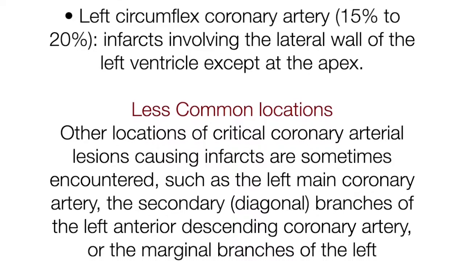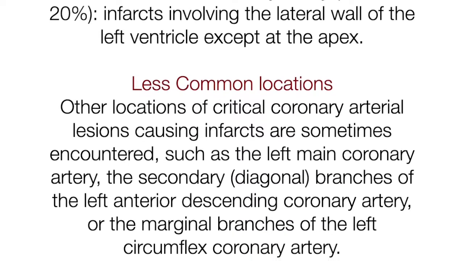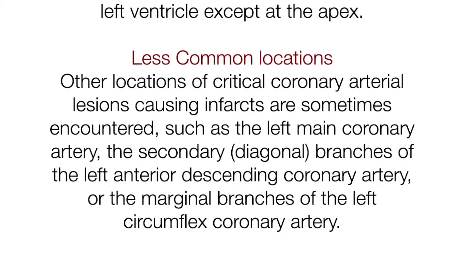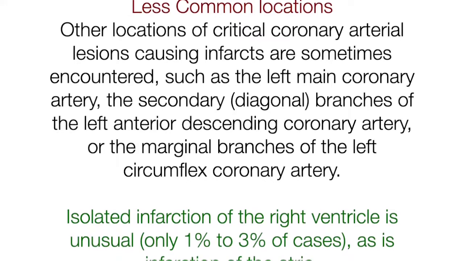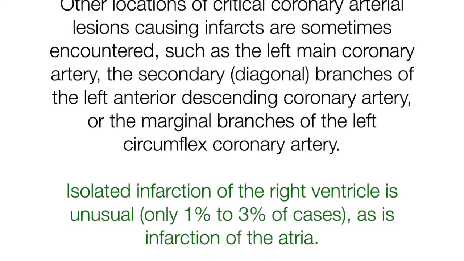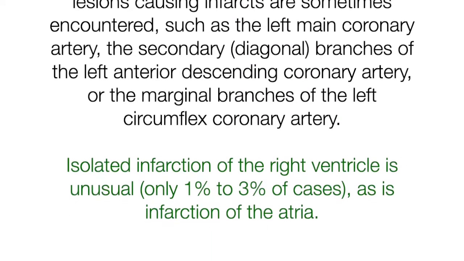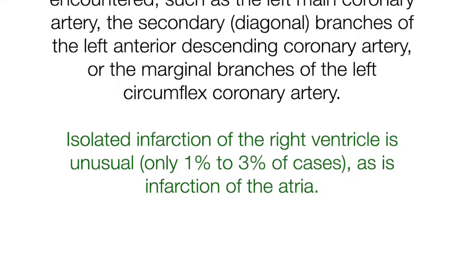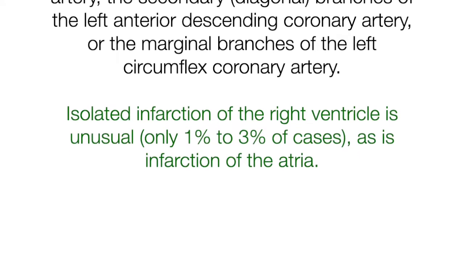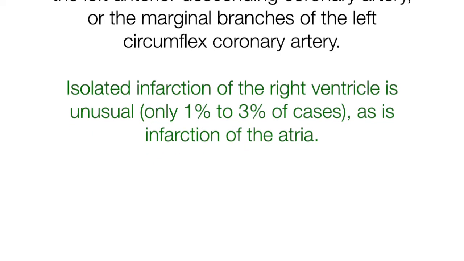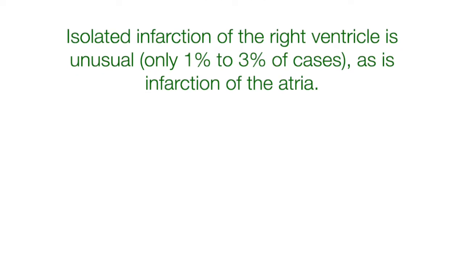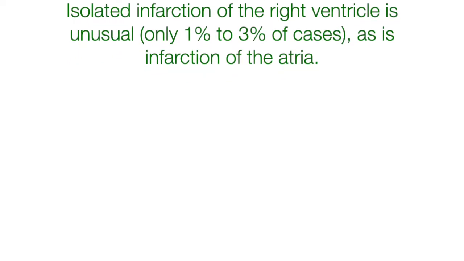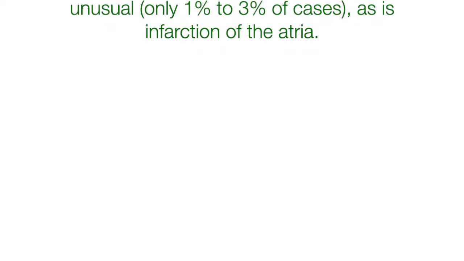Less common locations. Other locations of critical coronary arterial lesions causing infarcts are sometimes encountered, such as the left main coronary artery, the secondary, that is diagonal branches of the left anterior descending coronary artery, or the marginal branches of the left circumflex coronary artery. Isolated infarction of the right ventricle is unusual, only 1 to 3% of cases, as is infarction of the atria.